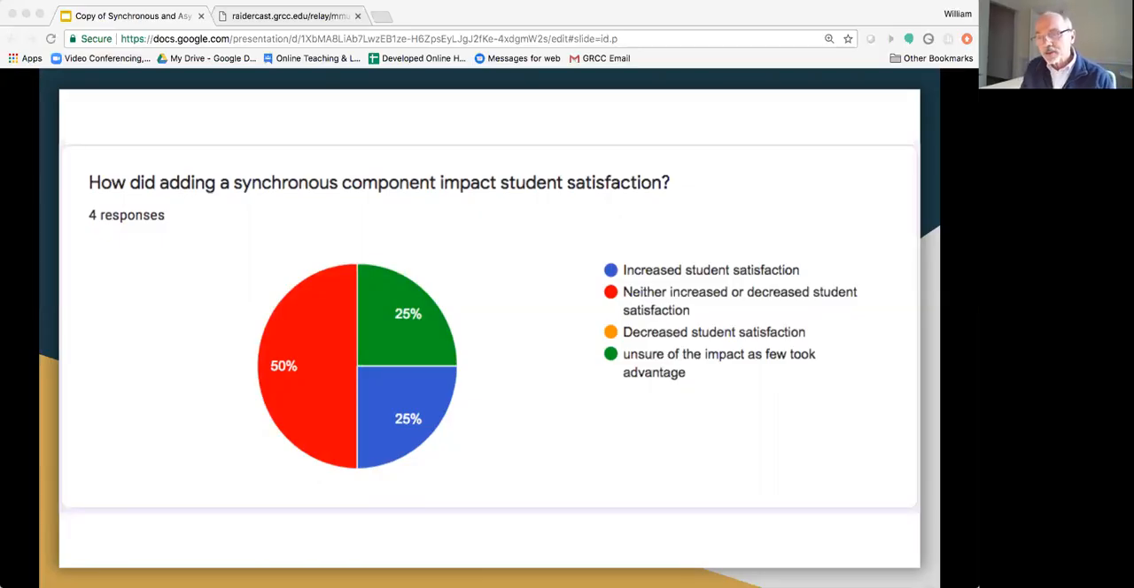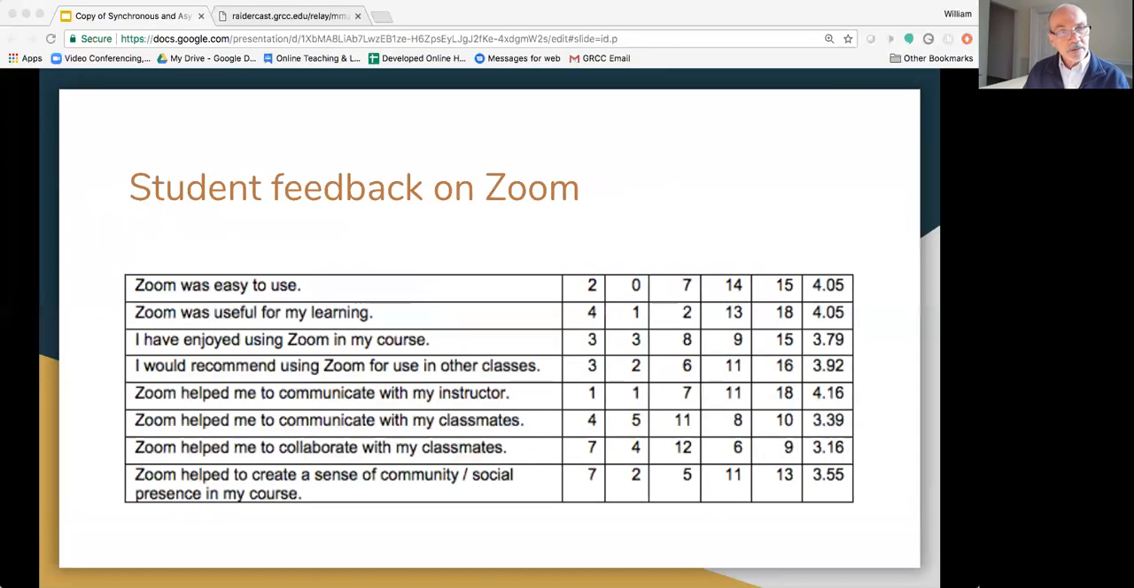Student satisfaction. This is another faculty perception, of student satisfaction. Did adding this synchronous component have an impact? 50% said they thought that it neither increased nor decreased student satisfaction. One thought that it was more so, and then one wasn't sure whether it did anything in that area. But students have a little bit to say about that, and I'll share what they have to say in just a moment. So let me go back up to that other slide, and we'll talk about student feedback on using Zoom.